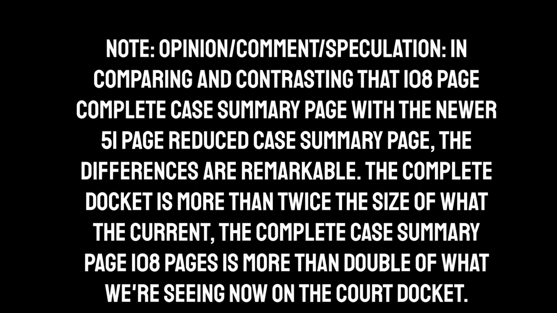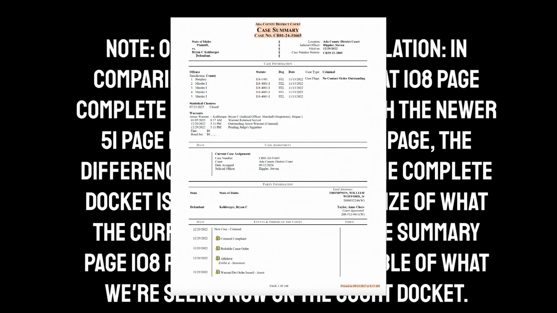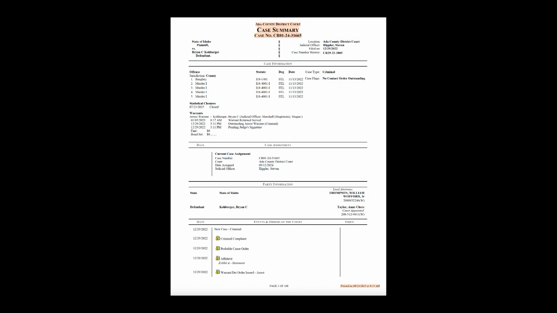In comparing and contrasting that 108-page complete case summary page with the newer 51-page reduced case summary page, the differences are remarkable. The complete case summary page, 108 pages, is more than double of what we're seeing now on the court docket. My goal is to get all of the 108 pages out to you because I know that you follow this channel, you follow the podcast, because you demand to see the information for yourself.